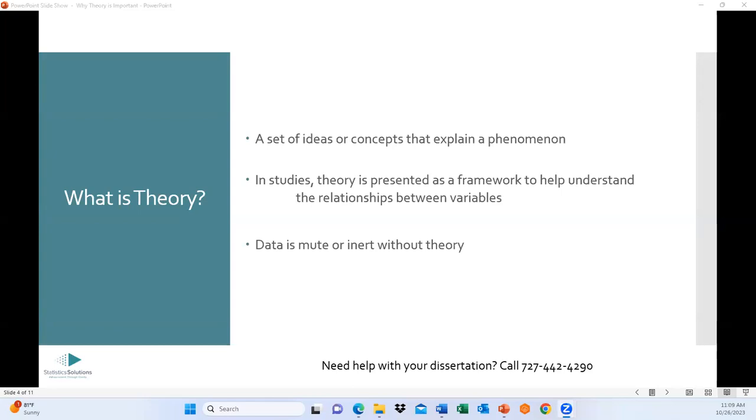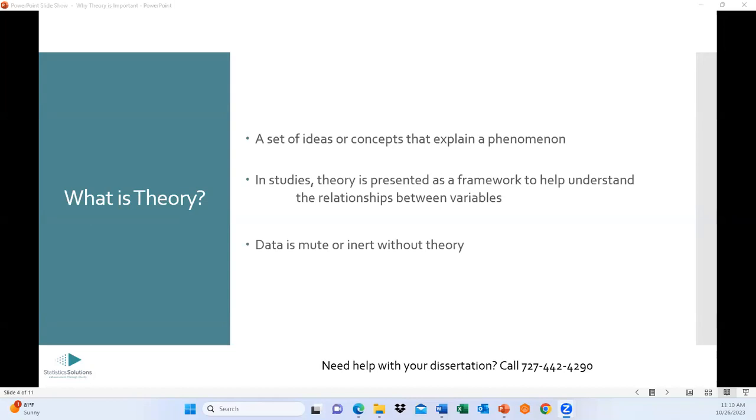So really, theories are just a set of ideas or concepts that help explain a phenomenon, that help explain something, right? And they usually are derived or developed over time through much theory development research. So they usually take a lot of time to develop. But yeah, and they explain things, right?